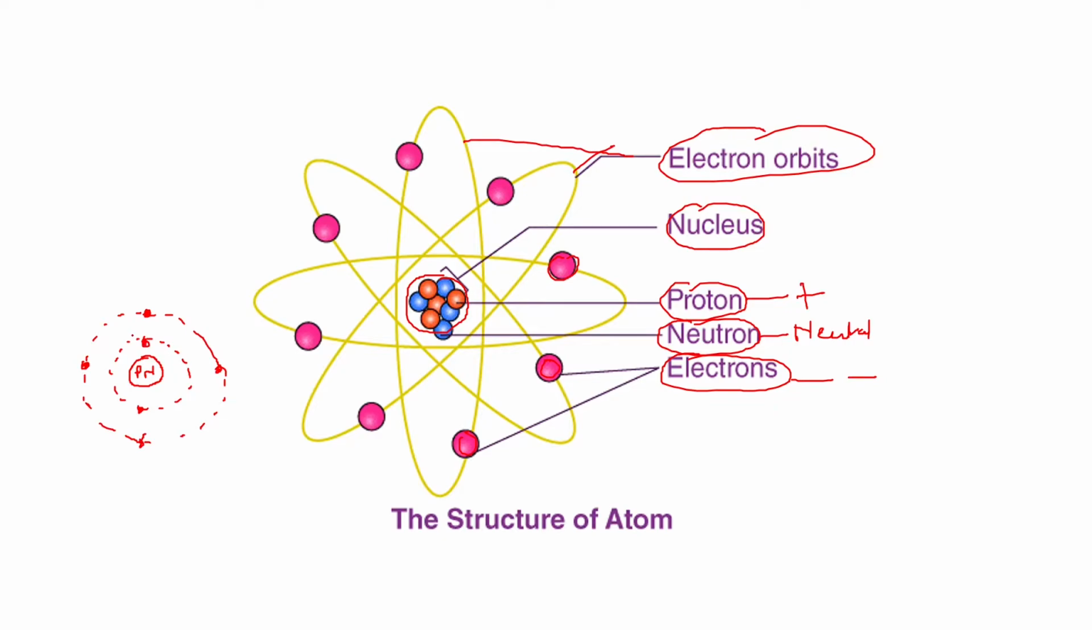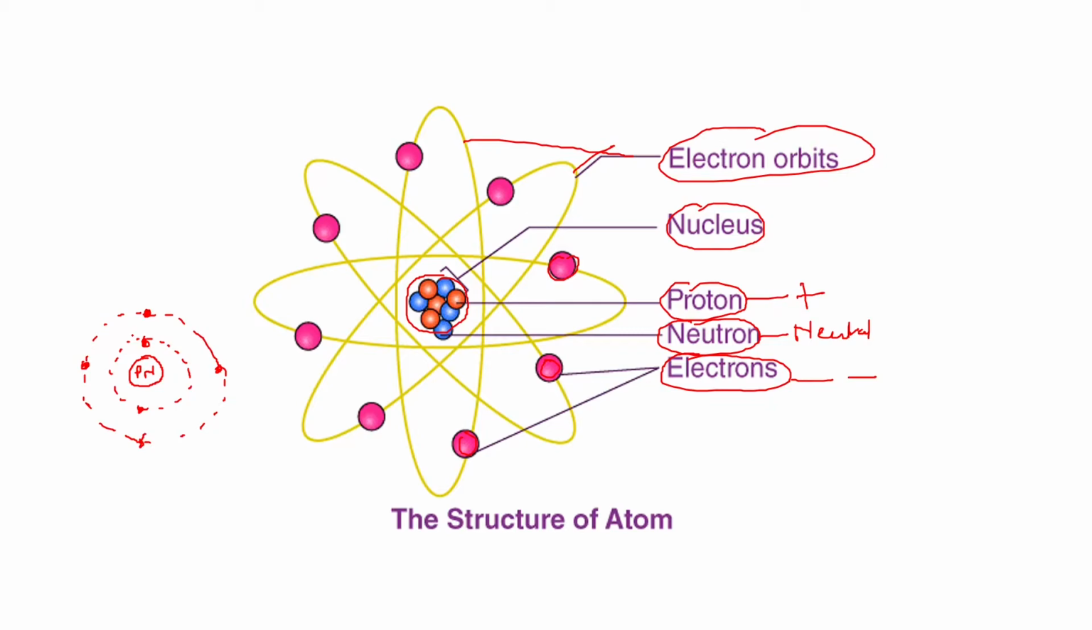So here, to have a basic idea about it, in the nucleus, we have protons and neutrons. Out of that, the protons are positively charged particles. And outside the nucleus, there are orbits, the first orbit, second orbit, third orbit. And in these orbits, you have electrons, and electrons are negatively charged particles.